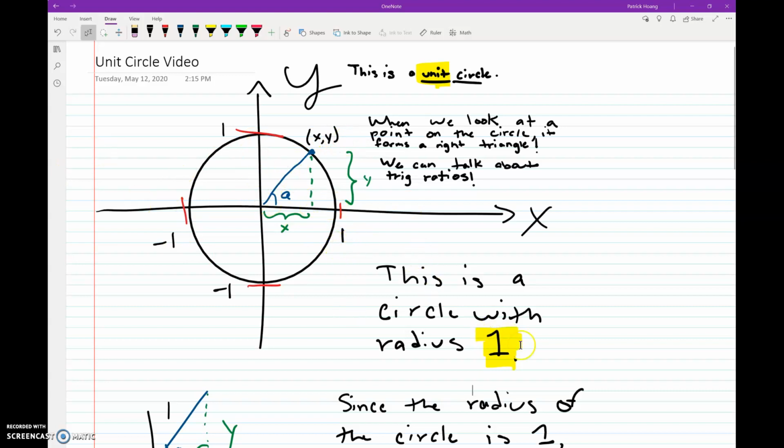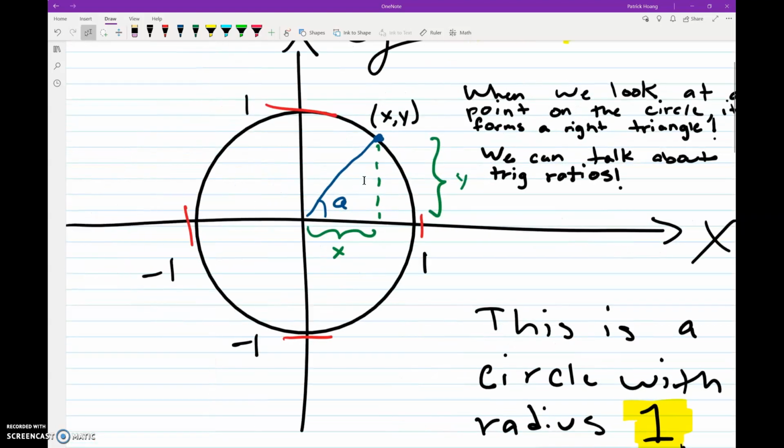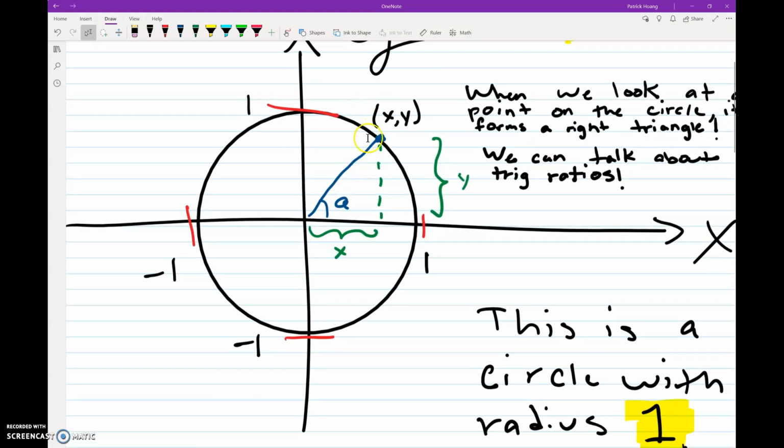Since the circle has a radius of 1, that means it crosses the points (1, 0), (0, -1), (-1, 0), and (0, 1). Since it's a circle of radius 1, it better touch those points. Let's talk about some random point on the circle. There's a point right here, and it has an x-coordinate and a y-coordinate. But let's look at how we get that x-coordinate.